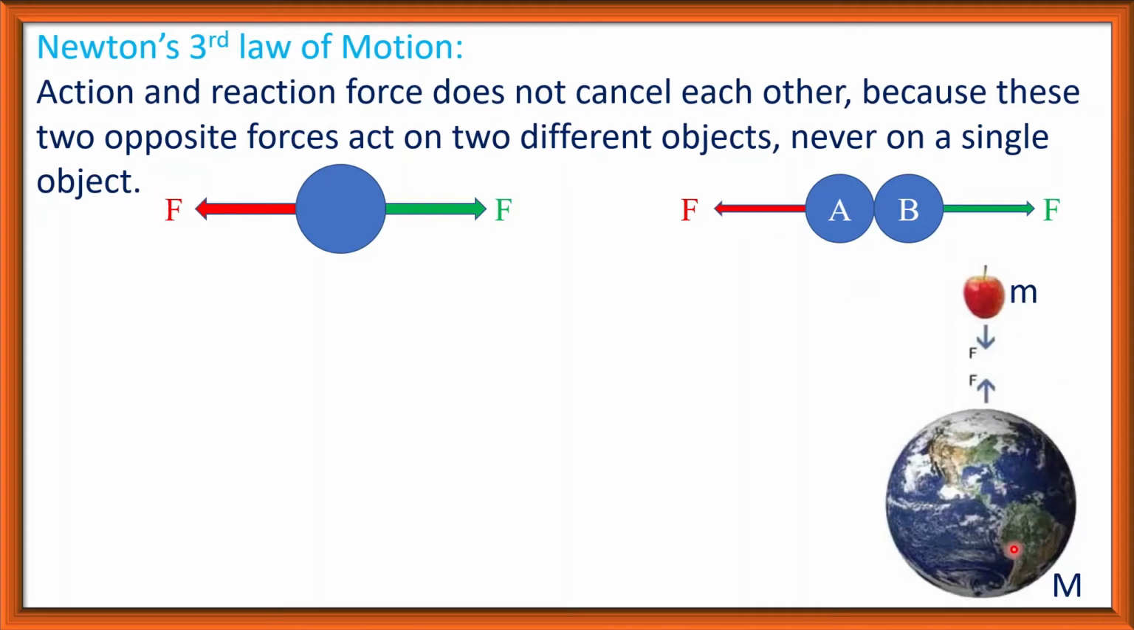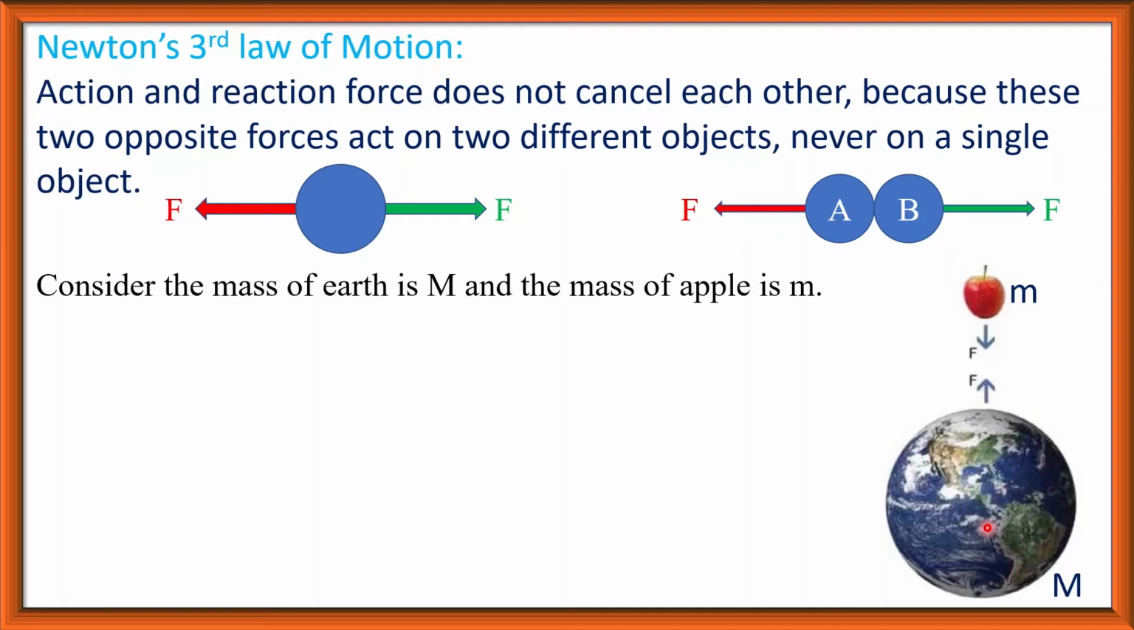Here is an example of action and reaction force. Here there is an attraction force between earth and this apple, and we know, consider the mass of the apple is m and mass of the earth is capital M, and there is an attraction force, that means gravitational force, between earth and apple. Consider the mass of earth is capital M and the mass of apple is small m.